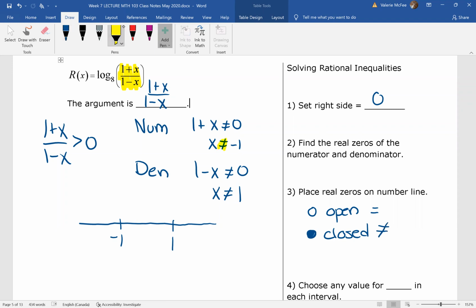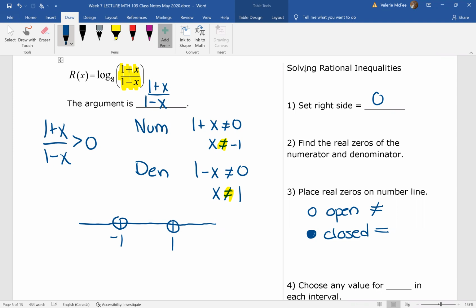Both of these are not equal. I just wrote that backwards. Open circle, not equal. Closed, equal. I hope you all noticed that and didn't copy the mistake. Open circles for both of these because they are not equal.